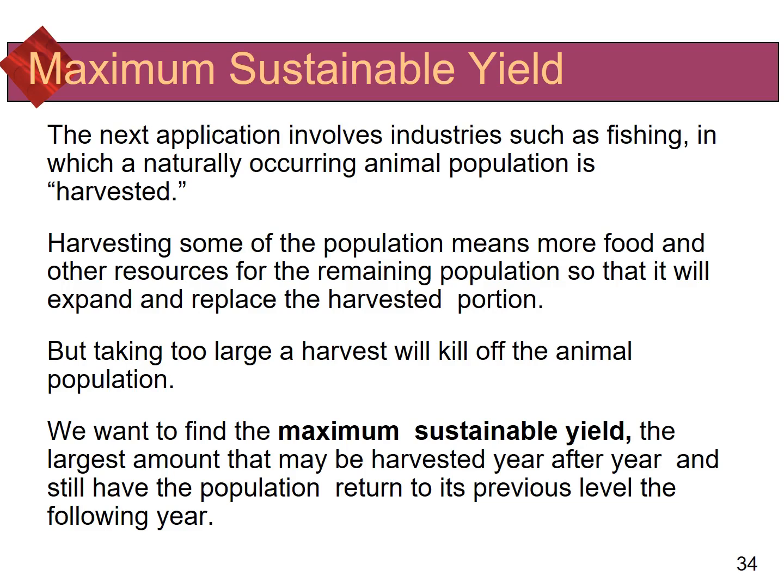If you harvest some of the population, it means there's more food and other resources for the remaining population, so it will expand and replace the harvested portion. If you take too large of a harvest of animals, you're going to kill off the animal population. If you don't take enough, then you get situations like we sometimes have here in Pennsylvania, with the deer population basically starving to death because there's too many of them out there, which is why they oftentimes will cull them.